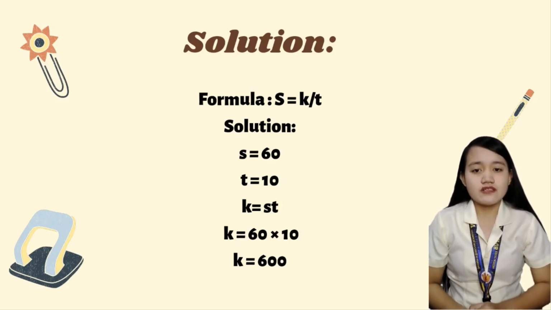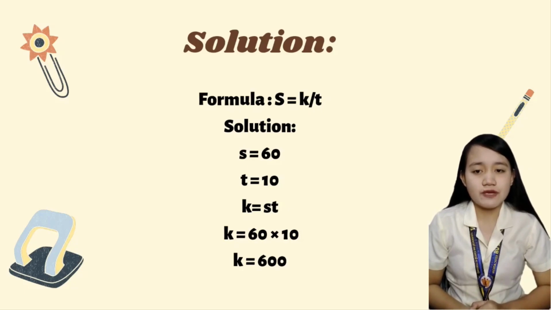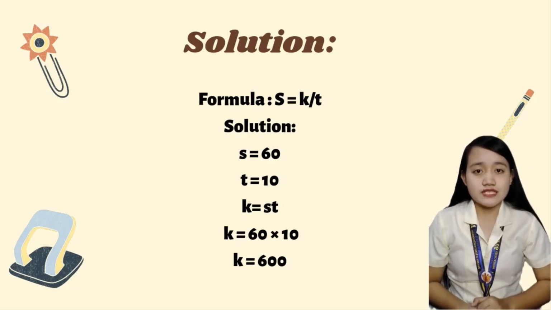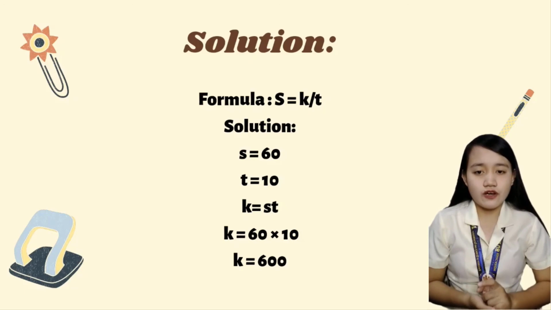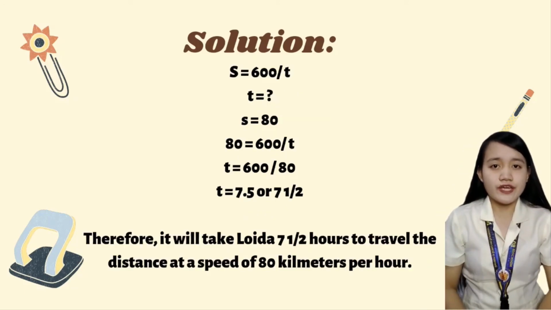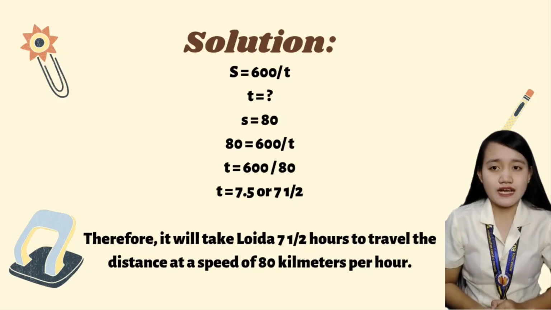Substituting the values of S and T, we have K is equal to 60 times 10. So 60 times 10 is equal to 600. The distance traveled by Loida is 600 kilometers. So we now have S equals 600 over T. How long will it take her if she travels at 80 kilometers an hour?